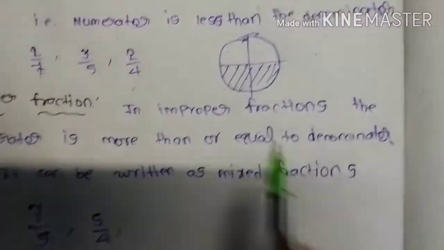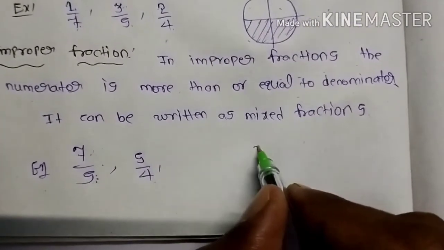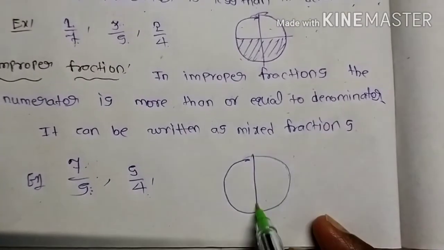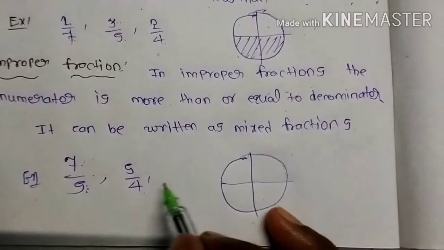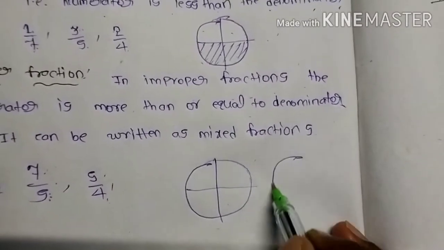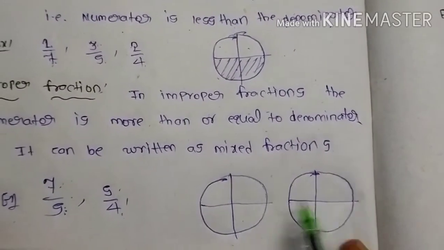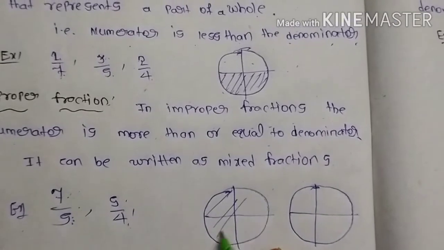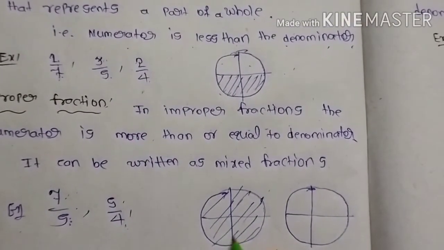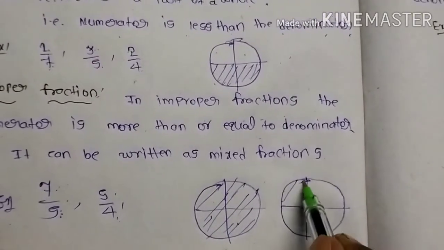See here, I am taking 5 by 4. How can you represent it? If the apple is cut into 4 parts, here also see, that means the denominator is 4. Here there are 5 parts. That means you need one more. Now you can see the total shaded part will be equal to 4 parts only. Yes or no? You need one more part.